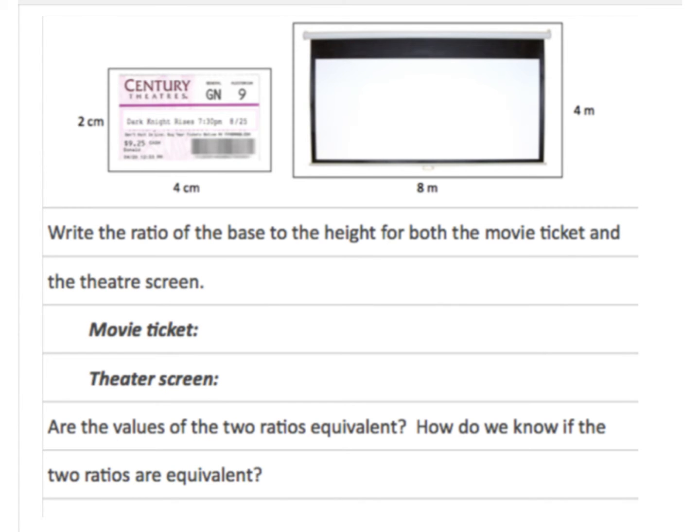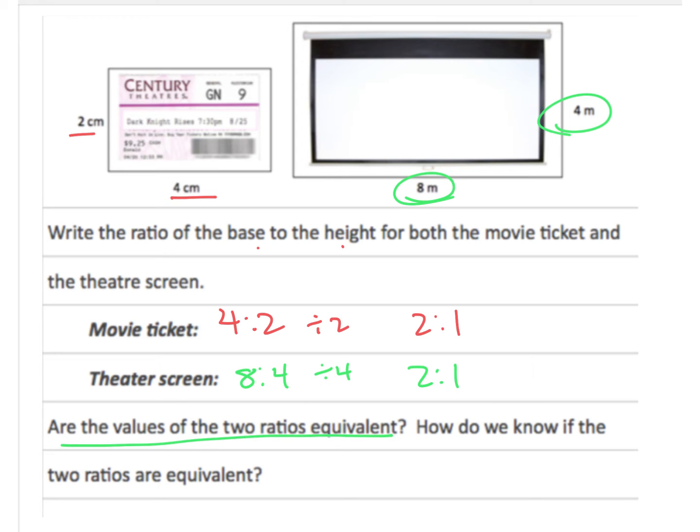Write the ratio of the base to height for both the movie ticket and the theater screen. So the movie ticket we'll do in red, and they want from base to height, so that's 4 to 2. And again, if we divide by 2, that gives us 2 to 1. That's in its simplest form. The theater screen would be 8 to 4, base to the height. I'm going to divide by 4 right away. That would give me 2 to 1. So again, are the two ratios equivalent? Yes, they are. They both simplify to 2 to 1.